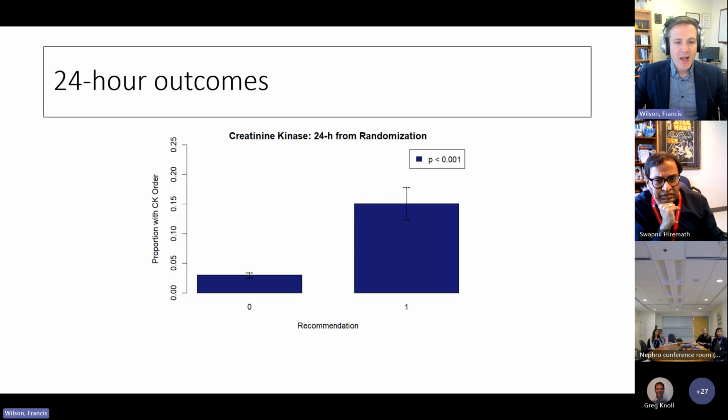outcome rate. Just to show things are working, for example, here's the group that we think should have a creatine kinase, sorry, not creatinine kinase, creatine kinase, and then whether or not they did get a creatine kinase.